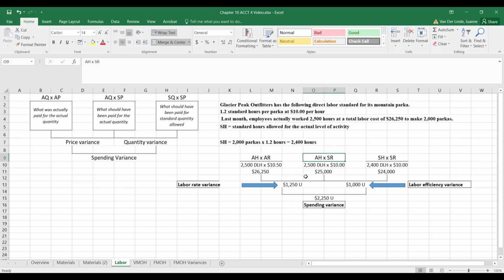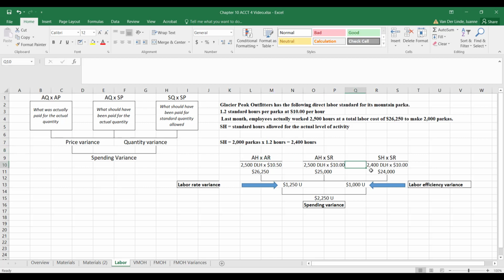So we already have the middle filled out where we look at what we should have paid for the actual hours we used. So we used 2,500 hours. How many hours should we have used? We should have used 2,400 hours. So we found that 2,400 hours by this calculation here, right, where we found how many hours we should have used to make those 2,000 parkas. And we got that by taking the 1.2 hours we should be using per parka times the 2,000 parkas we made. So 2,000 times 1.2 is 2,400 hours. So we should have used 2,400 hours.